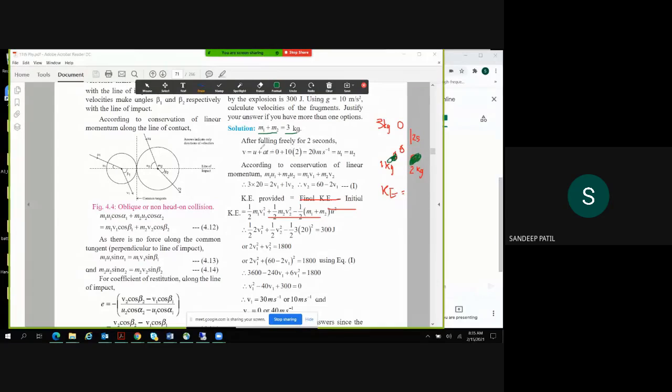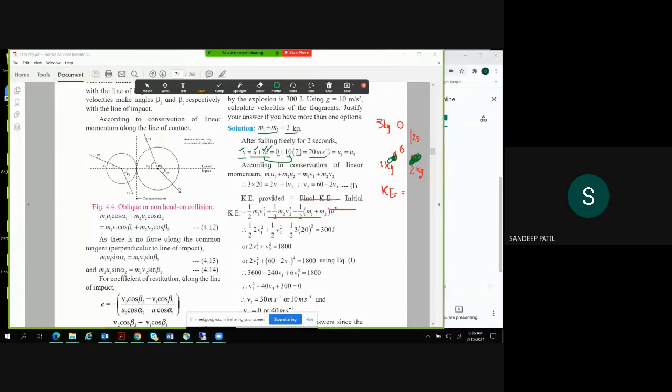After falling freely for 2 seconds, V is equal to U plus AT. So this is the formula. We know that V is the final velocity, U is the initial velocity, A is the acceleration, T is the time. From here we can calculate the velocity at the time of explosion. When we are dropping this shell, it didn't have any velocity, so the initial velocity is 0. The gravitational acceleration is 10, and T is 2 seconds, right? It falls for 2 seconds. So what is the final velocity?